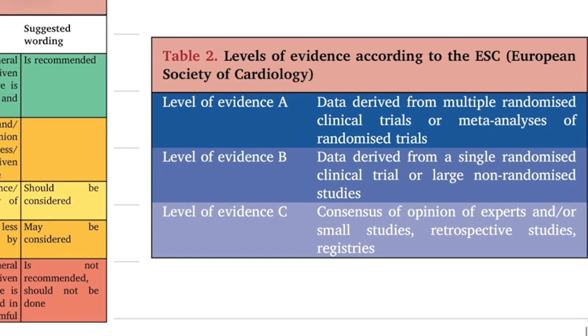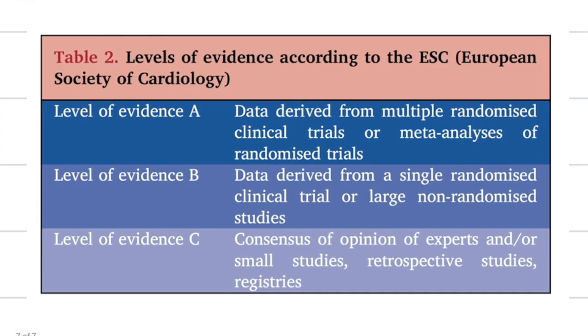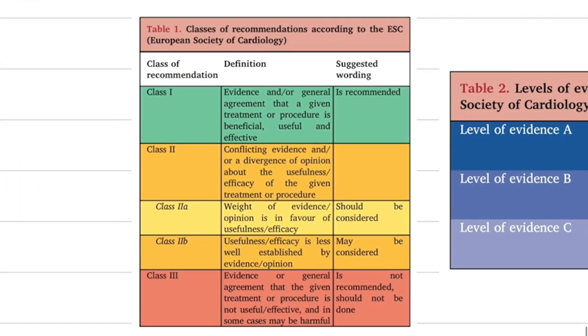Level of evidence is based on the European Society of Cardiology. What it says is that there are three levels of evidence: level A, level B, level C. Level A is data derived from multiple randomized clinical trials or meta-analysis. Level B, data derived from a single randomized control trial or large non-randomized studies. Level C is consensus of opinion of experts and small studies or retrospective studies. So we always go for level A evidence, to some extent level B also, but not level C. When it comes to recommendation, we go for class 1 and class 2 only, and class 3 definitely not recommended.